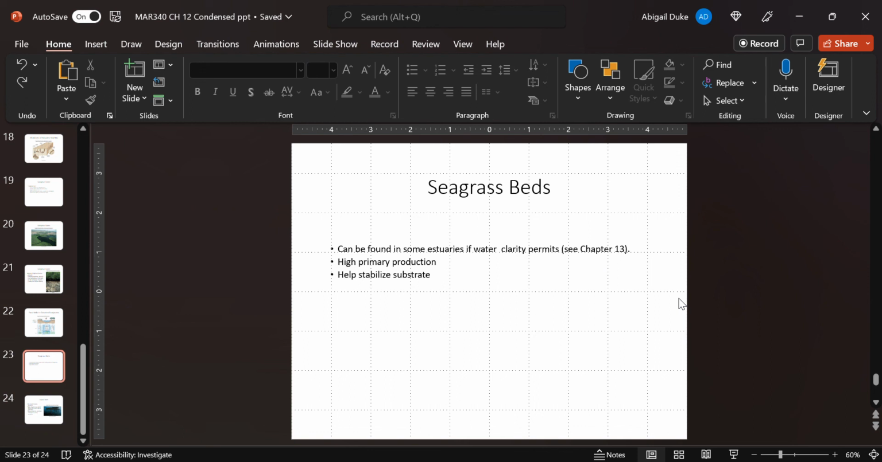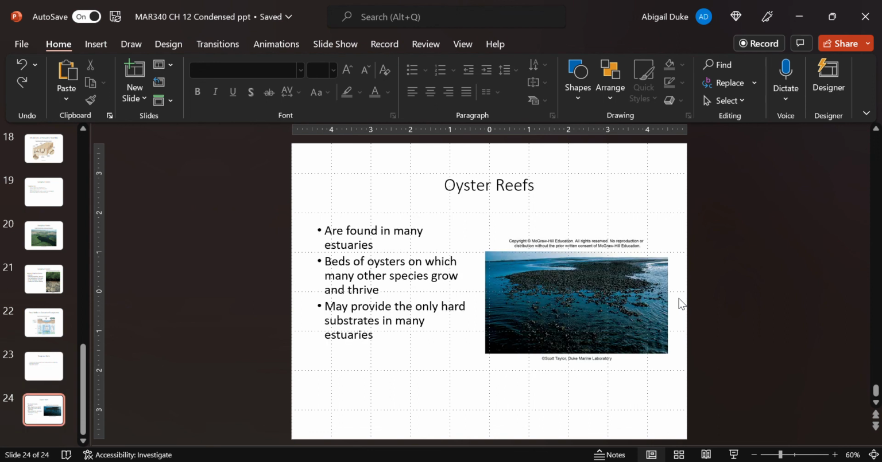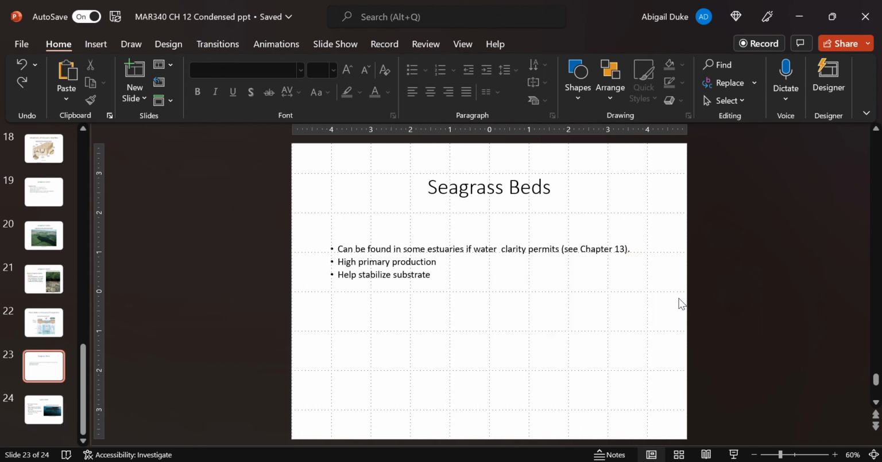Seagrass beds, yay! They can be found in some estuaries if water clarity permits, which you've got to see chapter 13. High primary production, and they help stabilize substrate. I wonder if they have an image of that coming up. Oh no! Let me see if I can find a picture of that and just describe it to you. I'll tell you everything. You're going to learn everything.